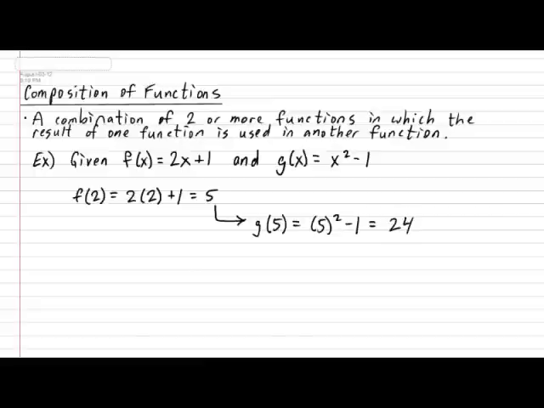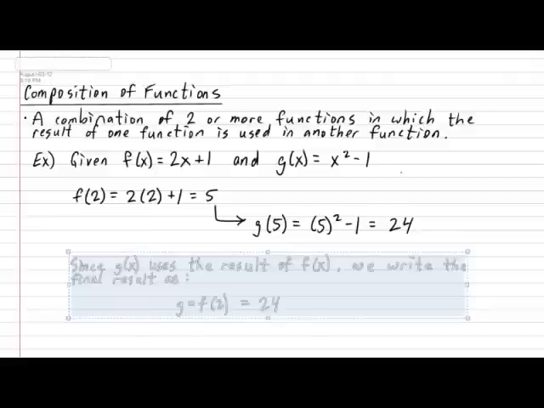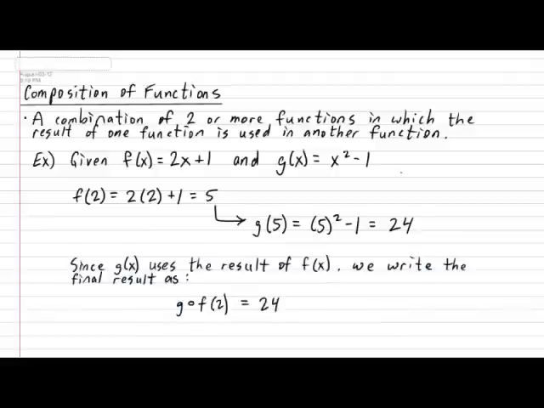And this example illustrates how composition works. The result of f of 2, which was 5, was used in g of x. Now, how do we show this in one shot instead of doing it in two separate lines? Well, here comes a brand new notation. We say that since g of x uses the result of f of x, the way we write it is g circle f of 2, and all that equals 24.